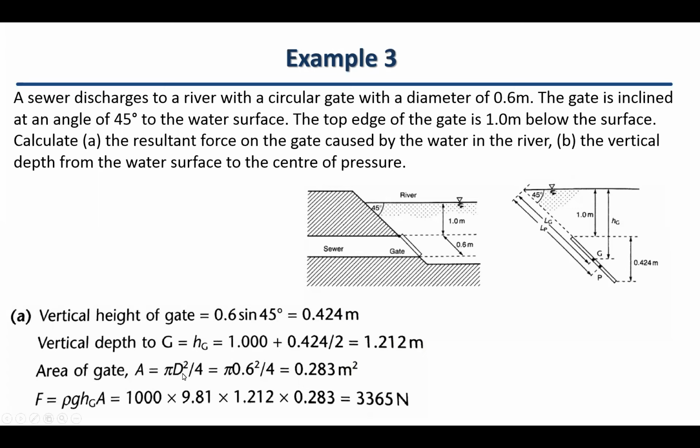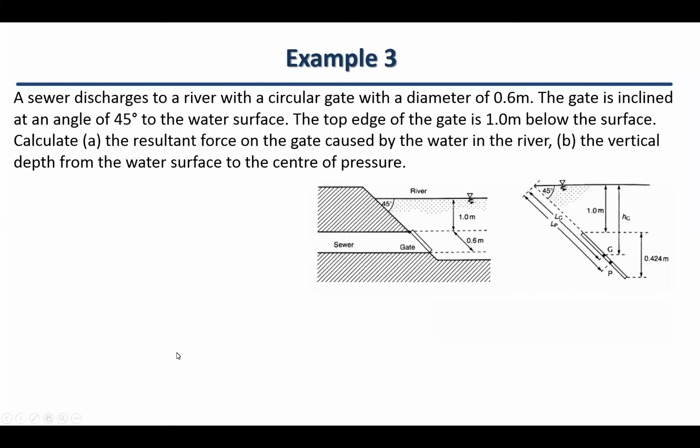So the area is pi d squared over 4, and d, the diameter of the gate, is 0.6. So pi times 0.6 squared over 4 is the area, which is equal to 0.283 square meters. So we need to substitute all these parameters in the formula: rho g hg, where rho is 1,000, g is 9.81, and hg is 1.212, which we calculated here, and the area is 0.283. The result is 3,365 newtons, or 3.365 kilonewtons. So this is section 1.